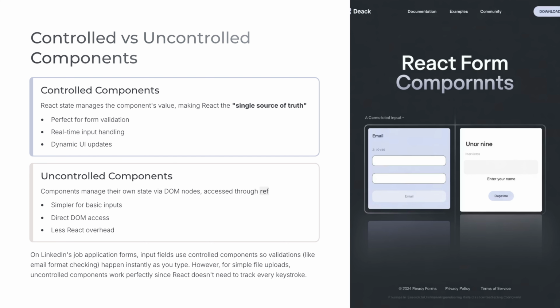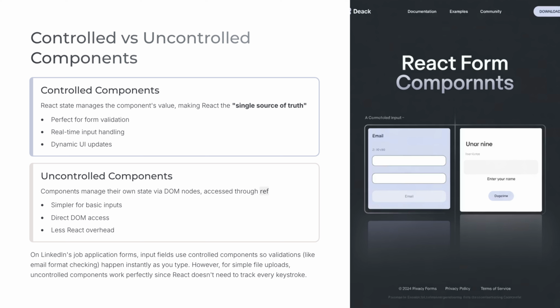Controlled versus uncontrolled components is another frequent interview topic. In controlled components, React state manages the value of the input fields, making React the single source of truth. This allows features like instant form validation, real-time updates, and tight integration with your component logic. Uncontrolled components, by contrast, store their own state directly in the DOM, accessed through refs. They're simpler to implement, but don't give React as much control.